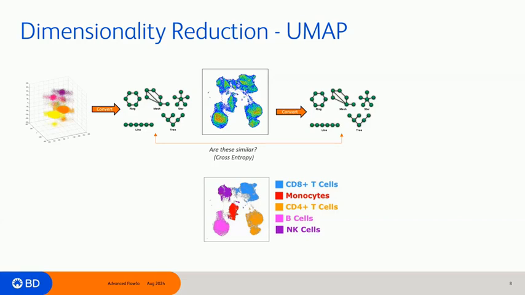UMAP is also really highly scalable, so it can handle large data sets more efficiently than t-SNE. It does make it kind of a preferred choice if you're dealing with extensive data, really big panels, high number of events. So that computational efficiency is really a significant advantage to UMAP, as it typically runs faster and requires less memory compared to t-SNE. Again, especially when you're working with large data sets.